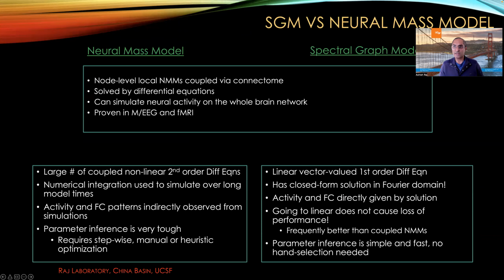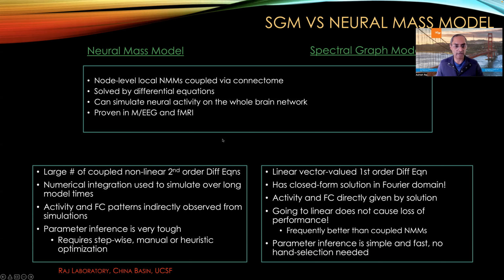So the question would arise now, given that both this SGM and previous neural mass models coupled to each other via connectome are trying to do the same thing with essentially a very similar math. In fact, the spectral graph math is a linearized version of the neural mass model math. So what are the pros and cons? First, I want to note the similarities, which is that both cases use node-level local neural mass models connected via the connectome and solved by differential equations. You can simulate neural activity on the whole brain network, and both have now been shown to be proven in MEG, EEG, and fMRI.